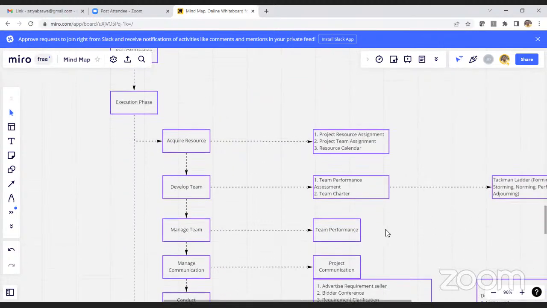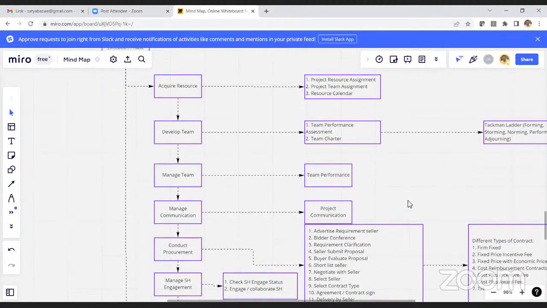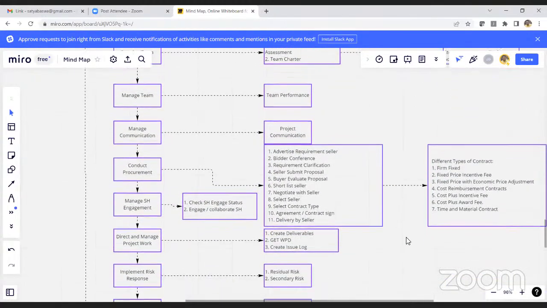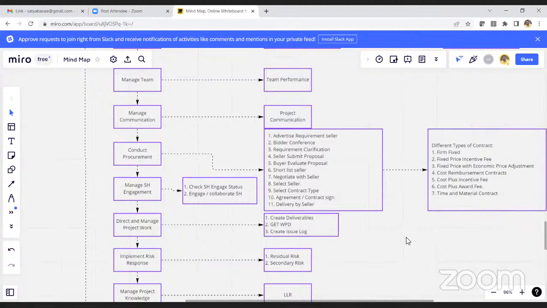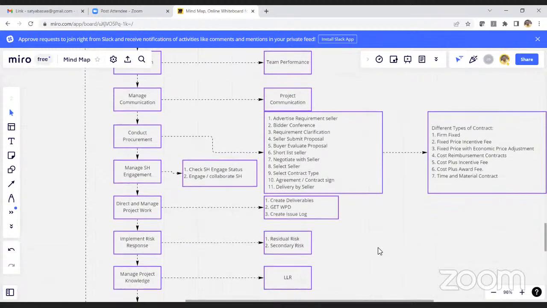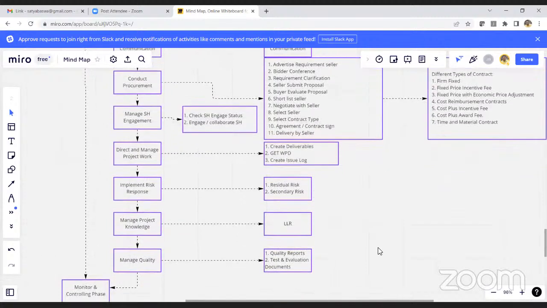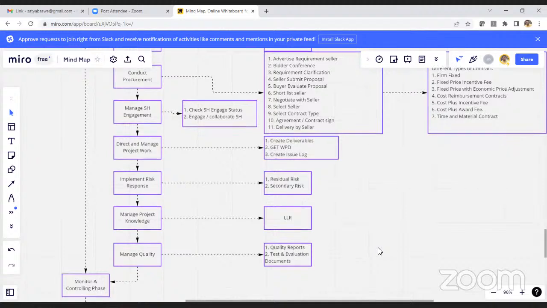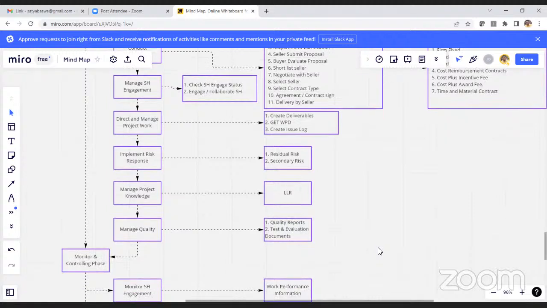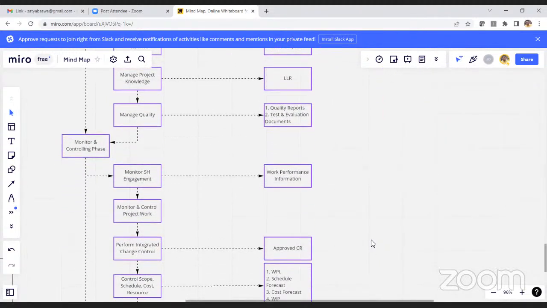In execution plan, we have acquire resource, develop team, manage communication, conduct procurement. And in conduct procurement, here we have multiple things. Then we have manage stakeholder engagement, direct and manage project work. Here we'll create deliverables, get WPD, create issues log, and we'll implement risk response, and manage project knowledge, manage quality. Here at the end, we'll go to the monitor and control phase.